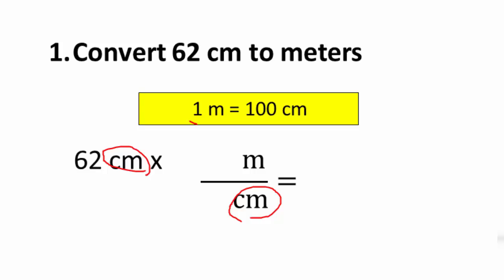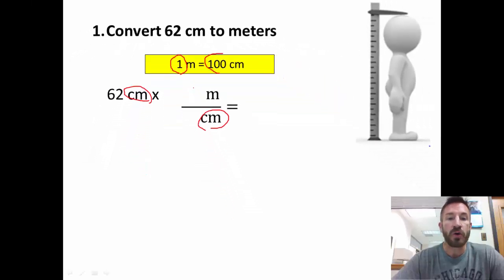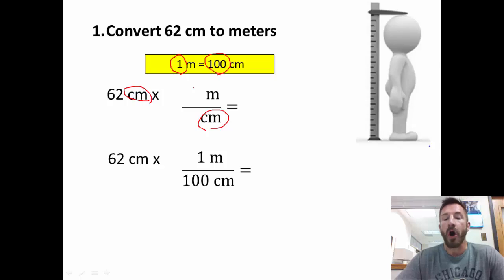Now we simply need to plug in these numbers. The 1 will go at the top, and then the 100 will go at the bottom. So the setup looks like this: 62 centimeters times 1 meter over 100 centimeters. Really, what you're doing here is, since 1 meter is exactly 100 centimeters, it's like you're multiplying that number by 1.